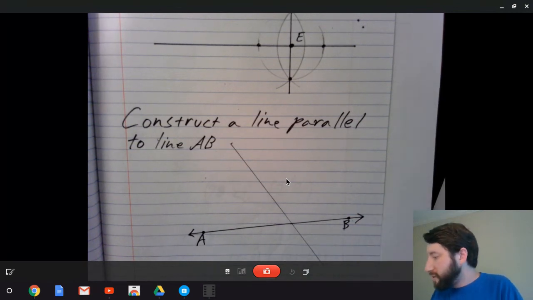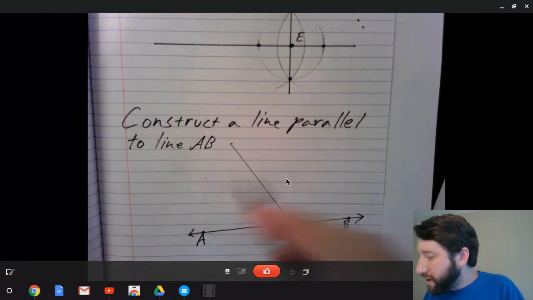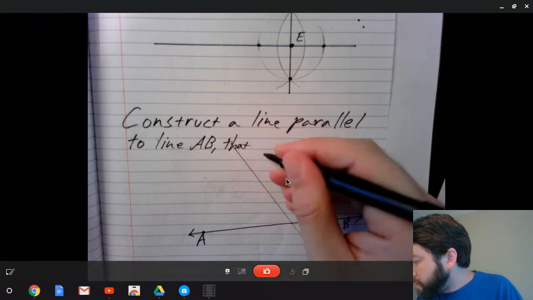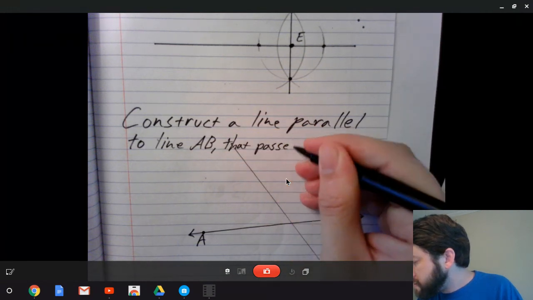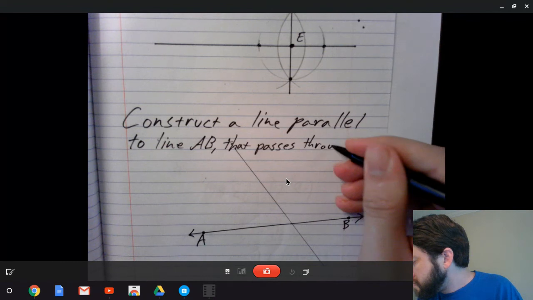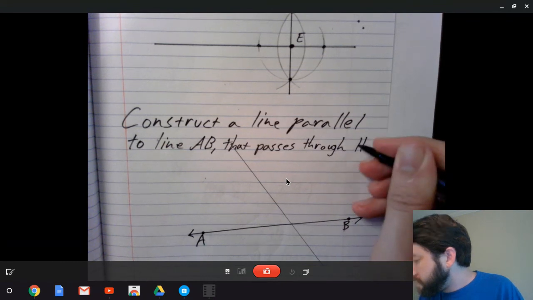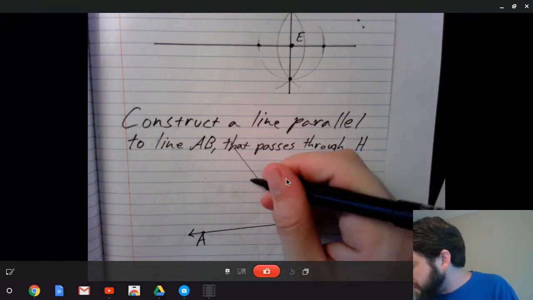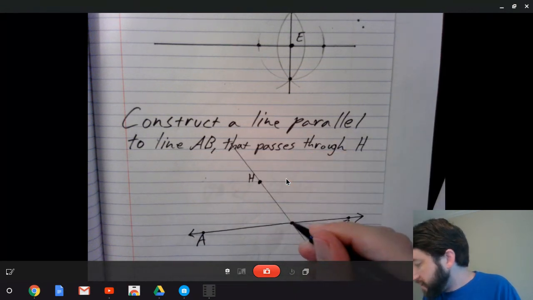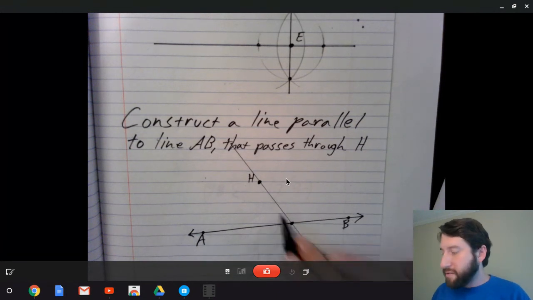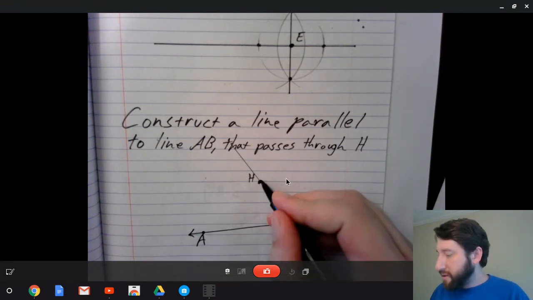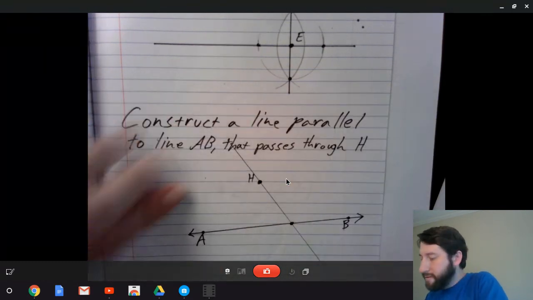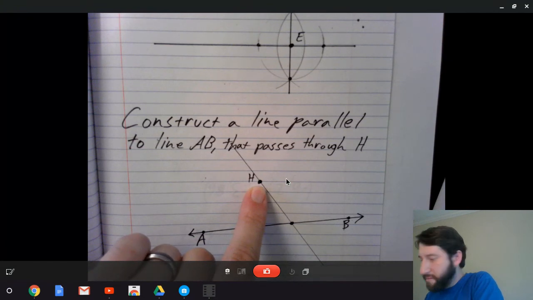So now here's what I'm going to do. Construct a line parallel to AB, and let's make it a little harder. We'll say that it passes through point H. Okay, let's call it H. So let's just put H right here. And this is my intersection. So I just made a random line, and so it goes through H. So I need a parallel line that goes through H, this point right here.